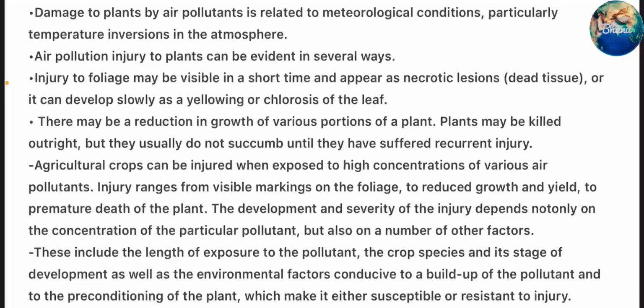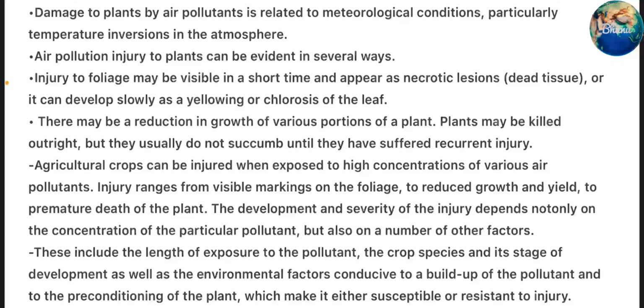Air pollution injury to plants can be evident in several ways. Injury to foliage may be visible in a short term and appear as necrotic lesions, dead tissue, or it can develop slowly as a yellowing or chlorosis of the leaf. There may be a reduction in growth of various portions of a plant. Plants may be killed outright, but they usually do not succumb until they have suffered recurrent injury.